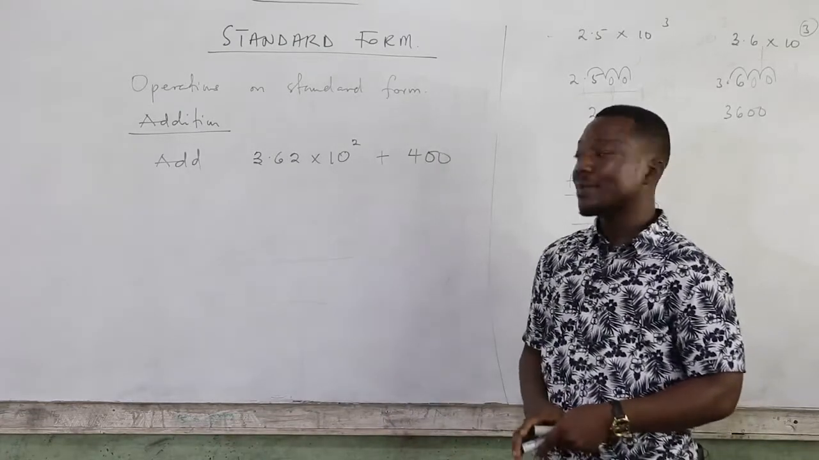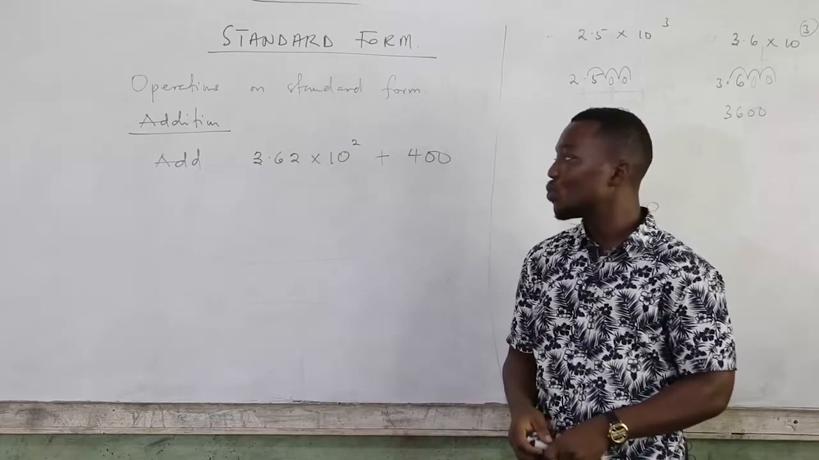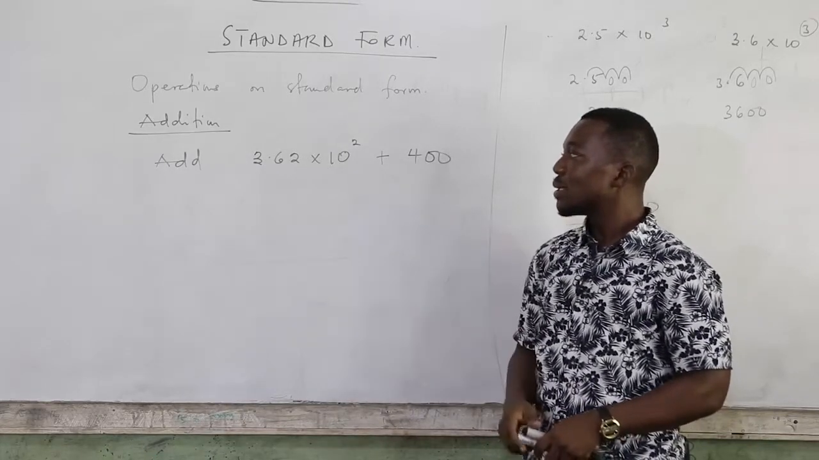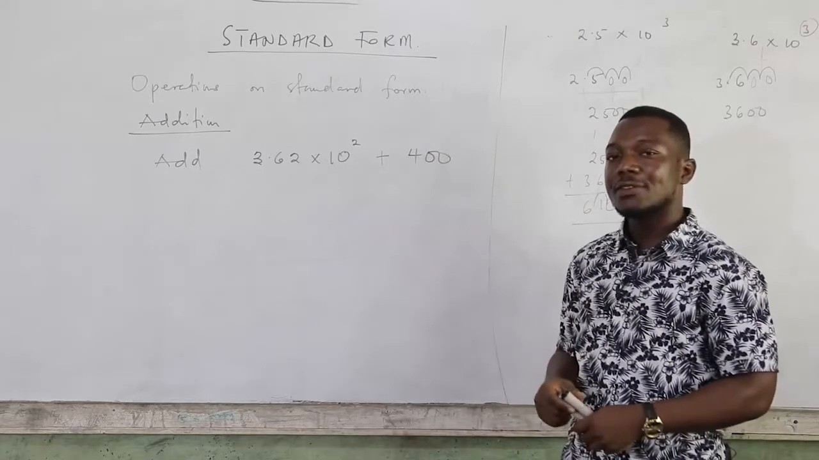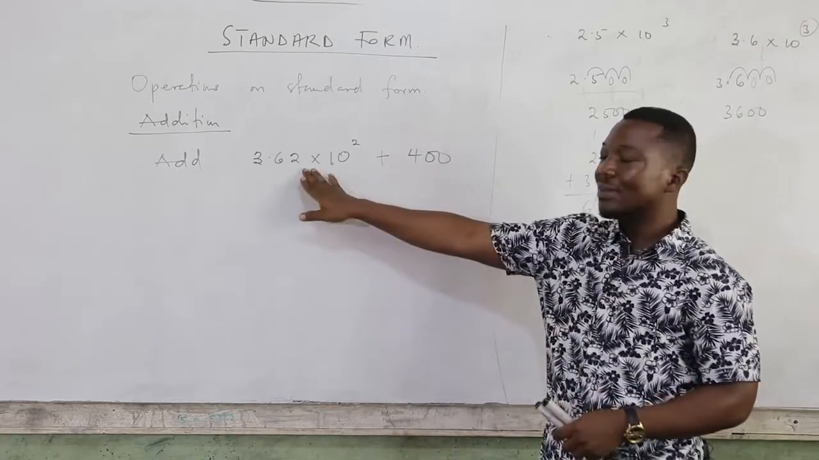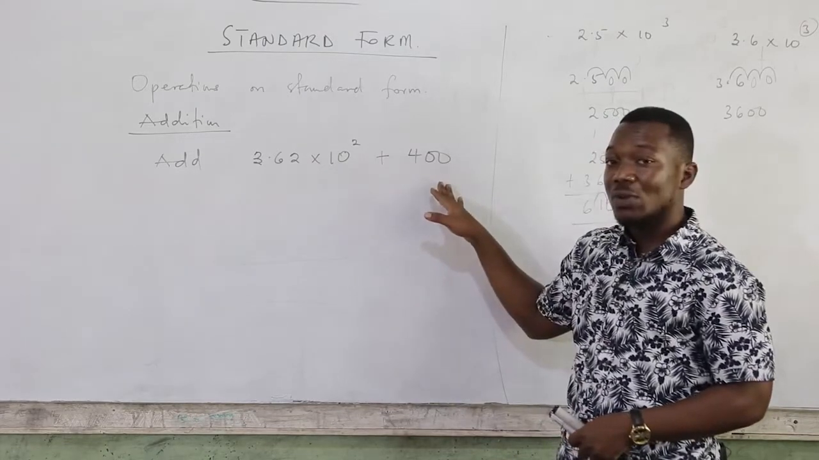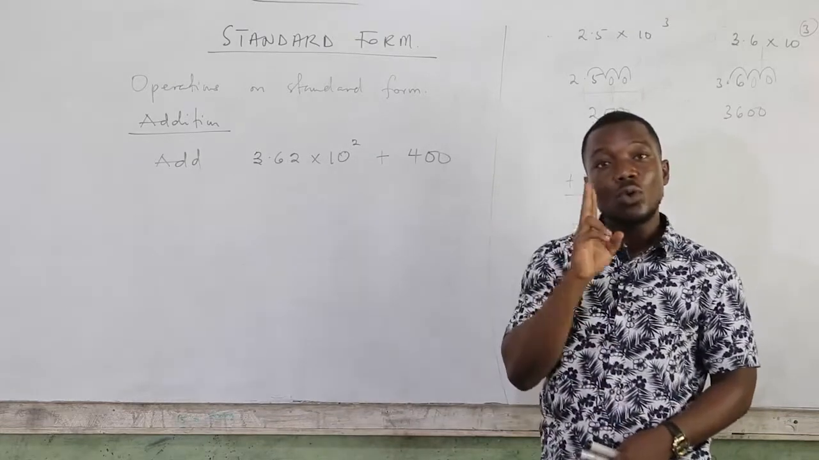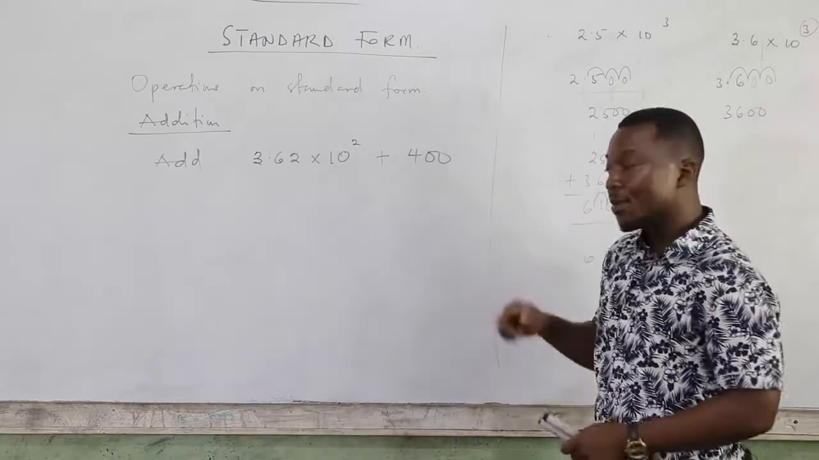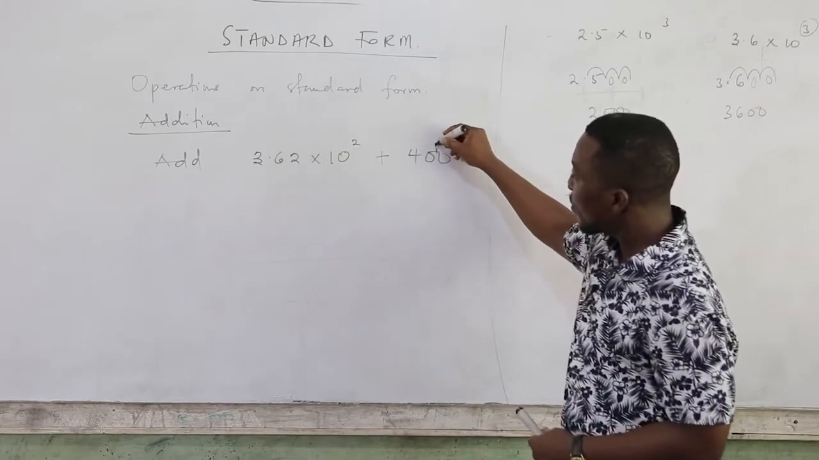All right, let's look at this example. Add 3.62 times 10 raised to the power 2 plus 400. This is in the standard form. We are going to change this one so that we can get 10 raised to the power 2 from this. So it means we are going to move only 2 times from the right. So let's introduce our point and move. Good.